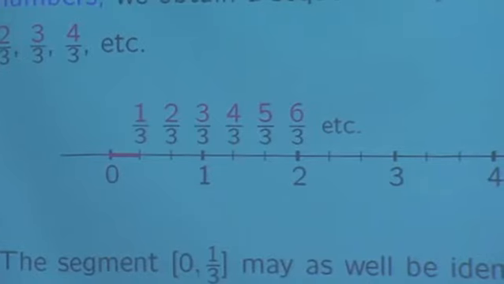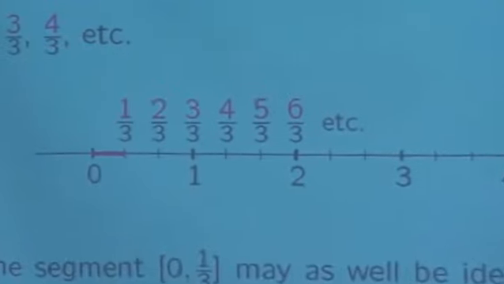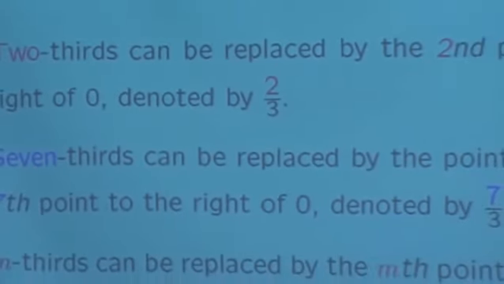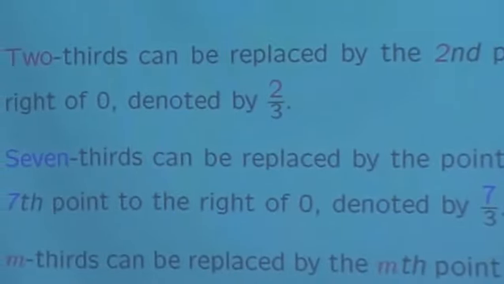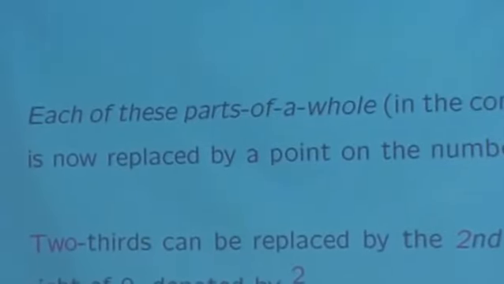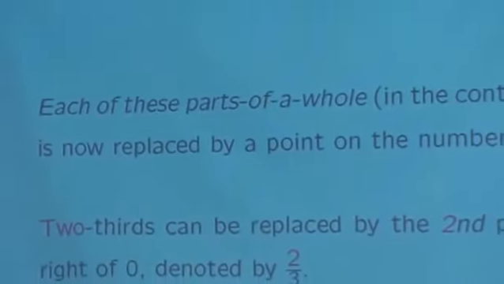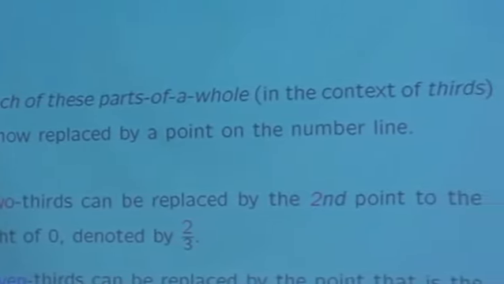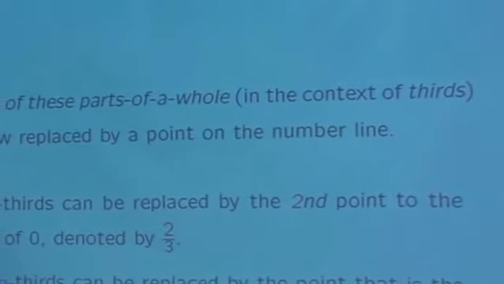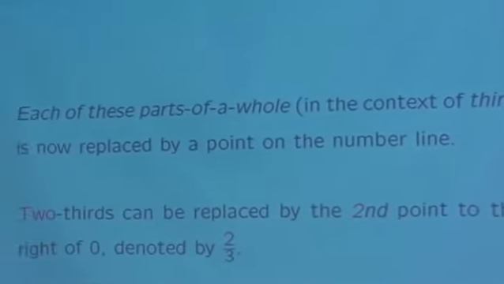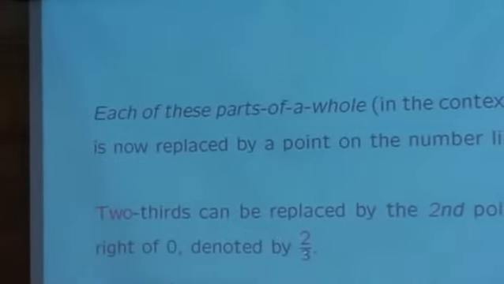Now, once you have this, so now we have basically systematically replaced this concept of part of a whole with certain points on the number line. The points are not arbitrary, they're very precisely defined, but they are now firmly established on the number line in a very precise way. So, two-thirds is two-thirds and so on.